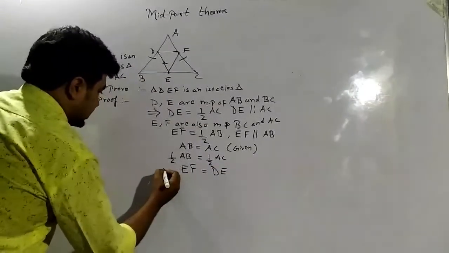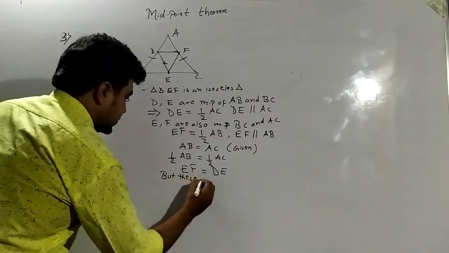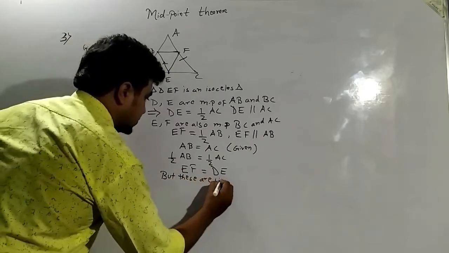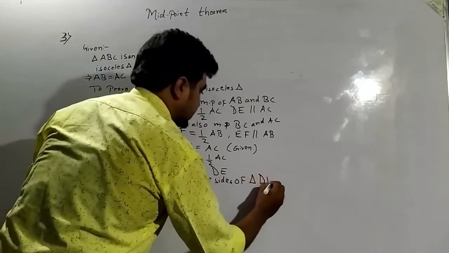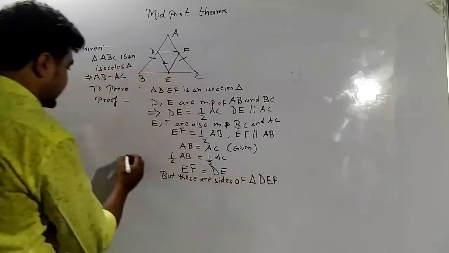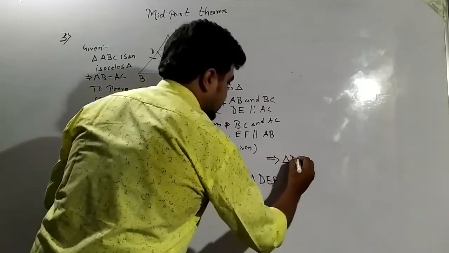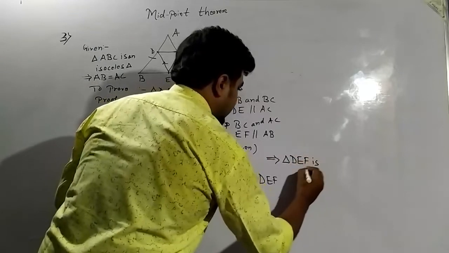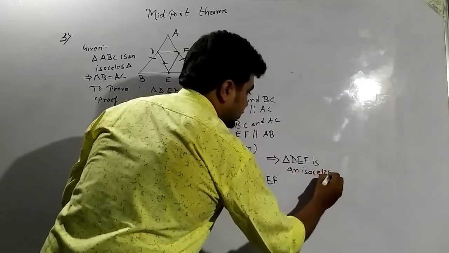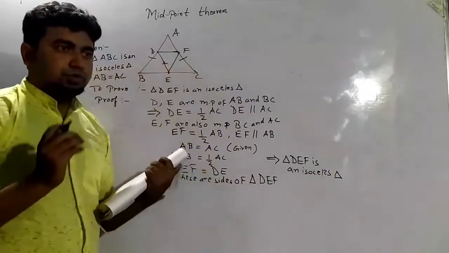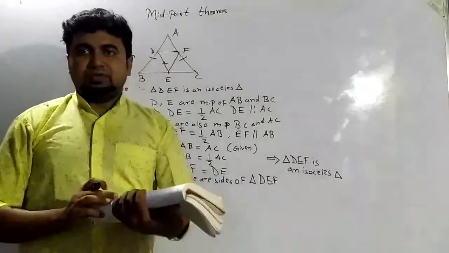Means we can say, but these are sides of triangle DEF. That implies we can say that triangle DEF is an isosceles triangle. Isosceles triangle means two sides will be equal. In a triangle, two sides will be equal. So this is question number 3. Now we'll be moving to question number 5.